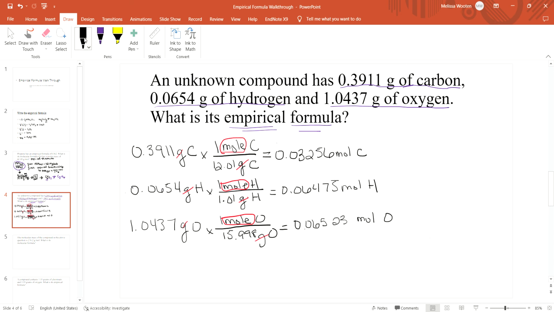So what is the smallest number of moles that we have? Well, that would be carbon, right? That's 0.03 blah blah blah is lower than 0.06 anything. So that's why we divide that by that same 1 each time.